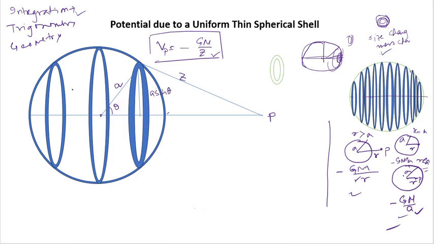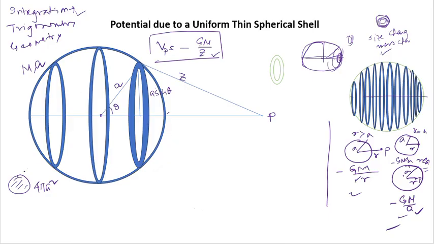Okay, and now a uniform spherical shell. Uniform means the mass is uniformly distributed across the sphere. As it is a hollow sphere, the mass will be distributed only over the surface area of the sphere. The surface area of a sphere with radius a is 4 pi a square. The mass of this sphere is m, and the radius is a.